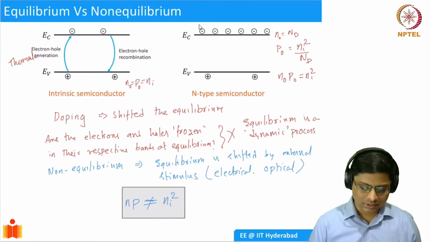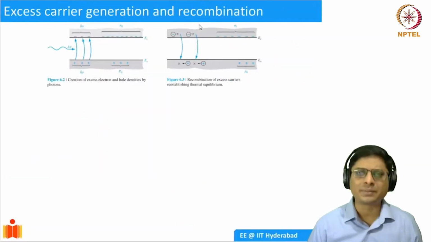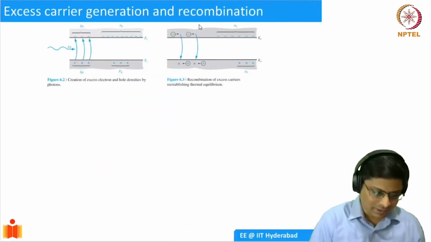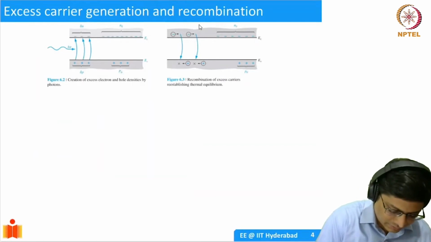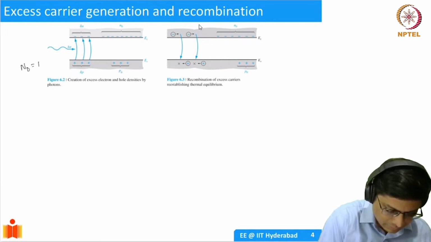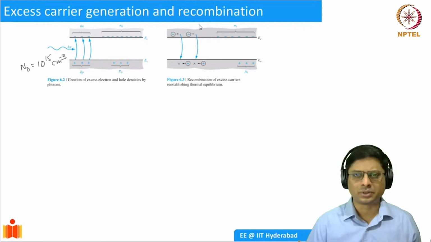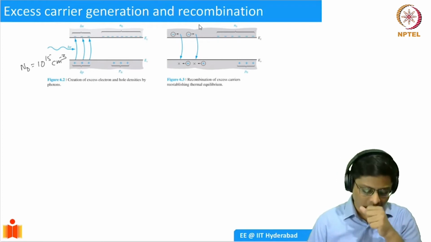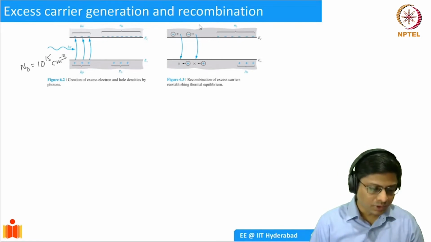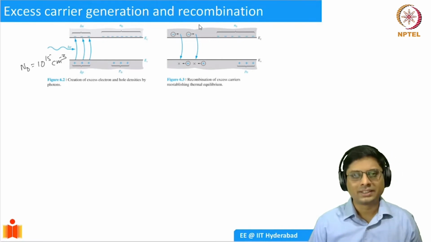So let's see how this happens. Let's consider an N-type semiconductor, with a doping density of 10 power 15 per centimeter cube. So we have N0 equal to 10 power 15. We take the semiconductor and we shine light.